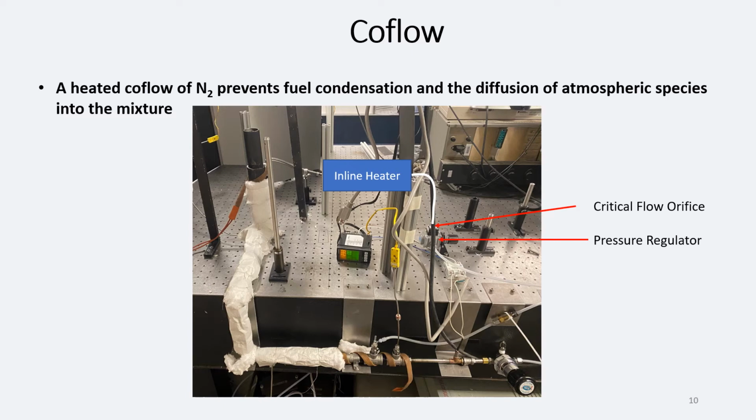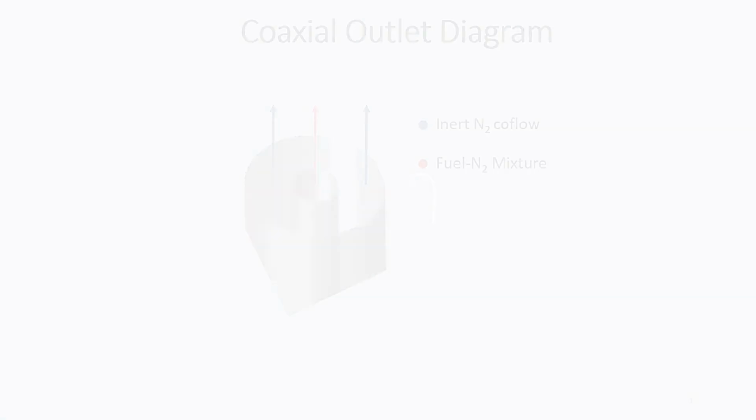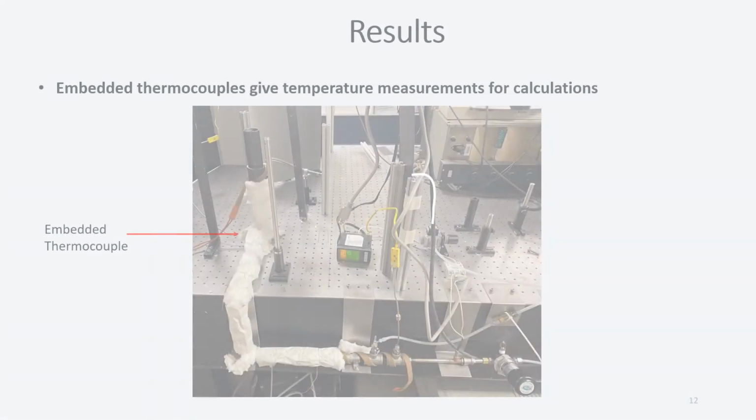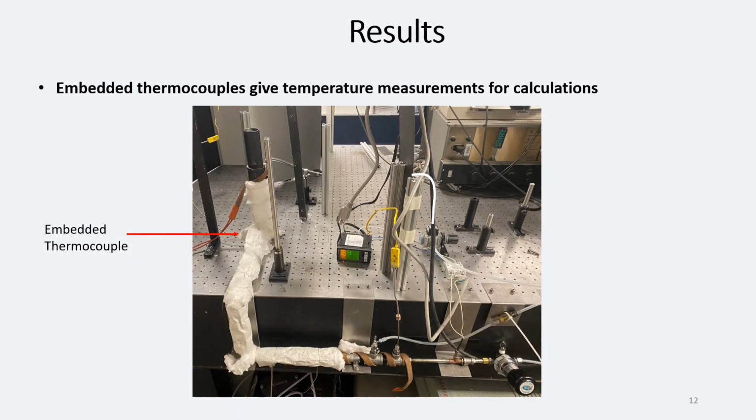A co-flow of nitrogen prevents the condensation of the vaporized liquid fuels and the diffusion of atmospheric species into the mixture that could contaminate the LRS signal. An inline heater controlled with a PID controller will be used to heat the co-flow using the same technique as the main flow. This diagram shows what is meant by coaxial outlet and co-flow. Finally, an embedded thermocouple close to the outlet is used to estimate the fuel-nitrogen mixture temperature.